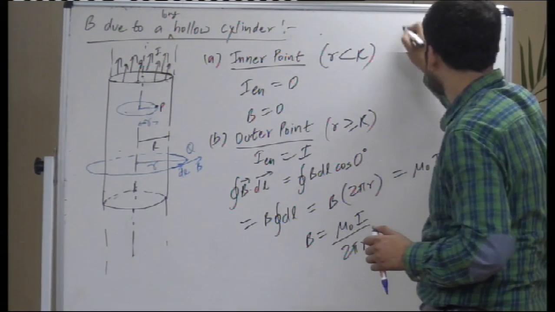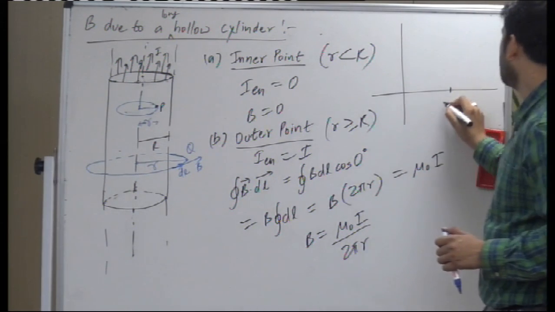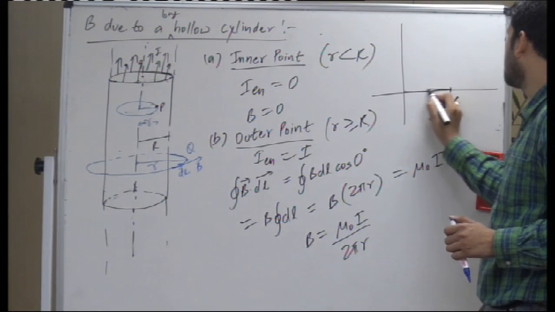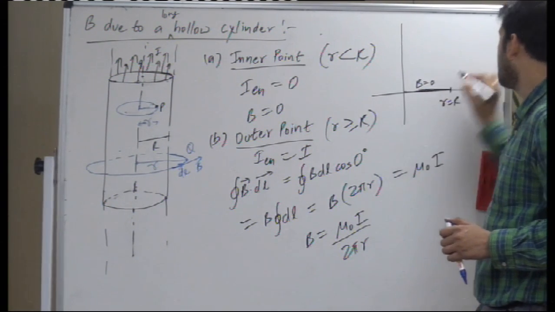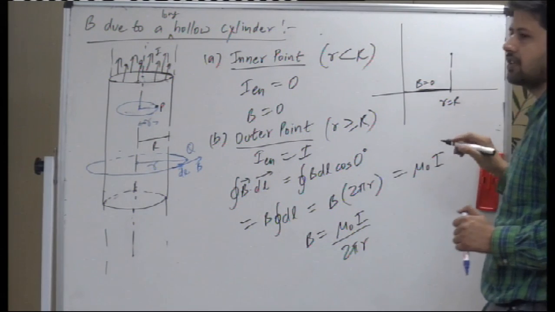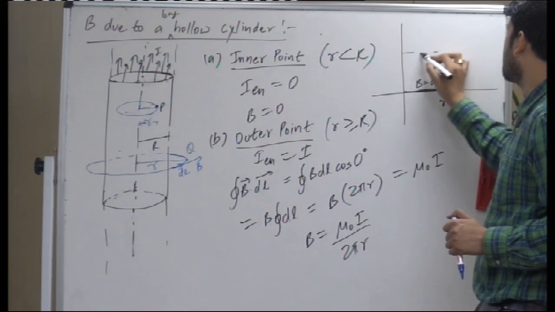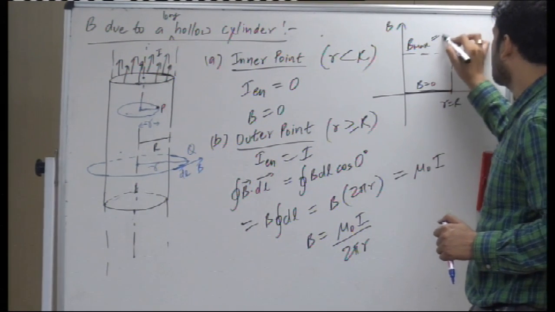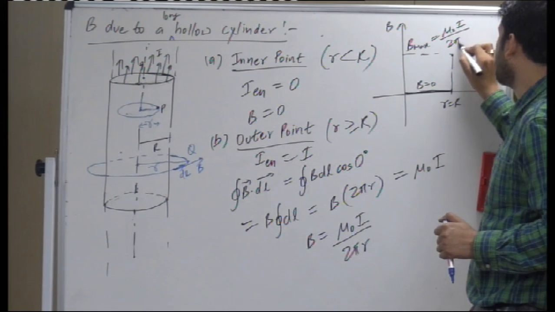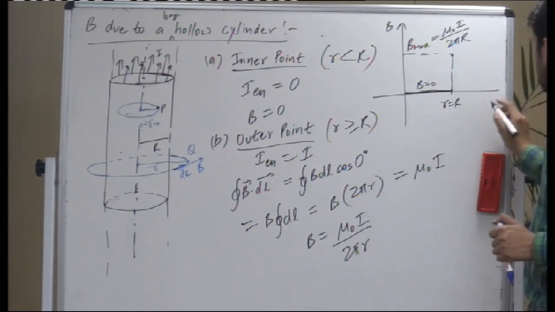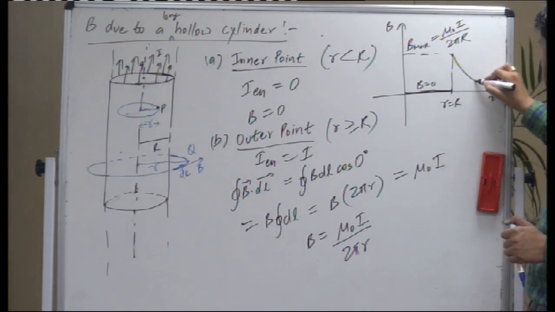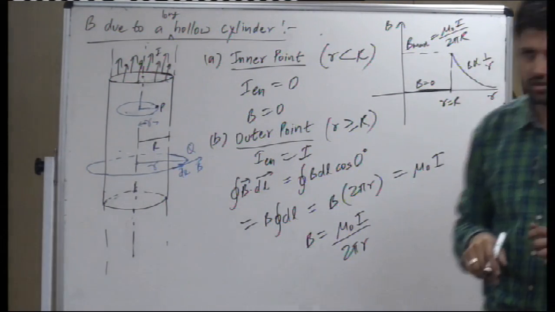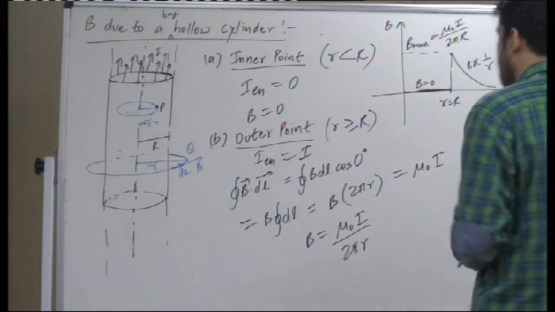So let's draw the graph as well. Till r is equal to capital R, the field is 0. Till this portion B is 0. Then suddenly at this point, the field becomes maximum. This is B max, which is mu naught I upon 2 pi capital R. As the distance r further increases, the field decreases, following an inversely proportional, rectangular hyperbola kind of curve.